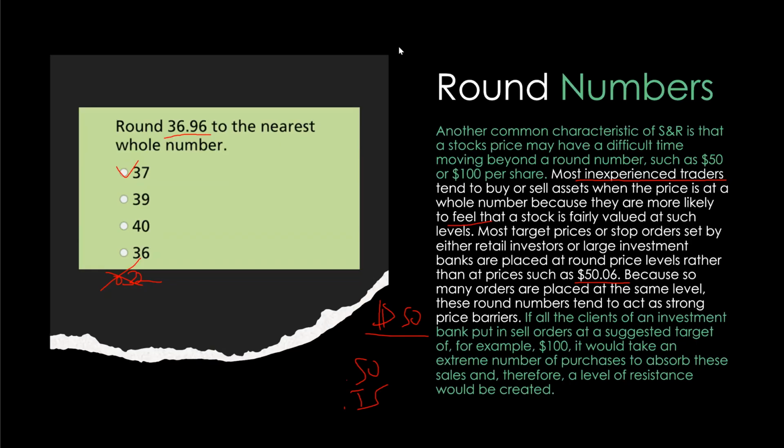Nice whole numbers, right? So if all the clients of an investment bank put in sell orders at the suggested target of $100, it's going to take an extreme number of purchases to absorb those sales, because these blocks are coming in by the millions and they're selling off at that $100 price, which is going to cause that stock to immediately trigger and bounce below 100 back down to 99, 98. So those sell orders stop. It needs to start increasing demand. So a level of resistance would be created at 100.